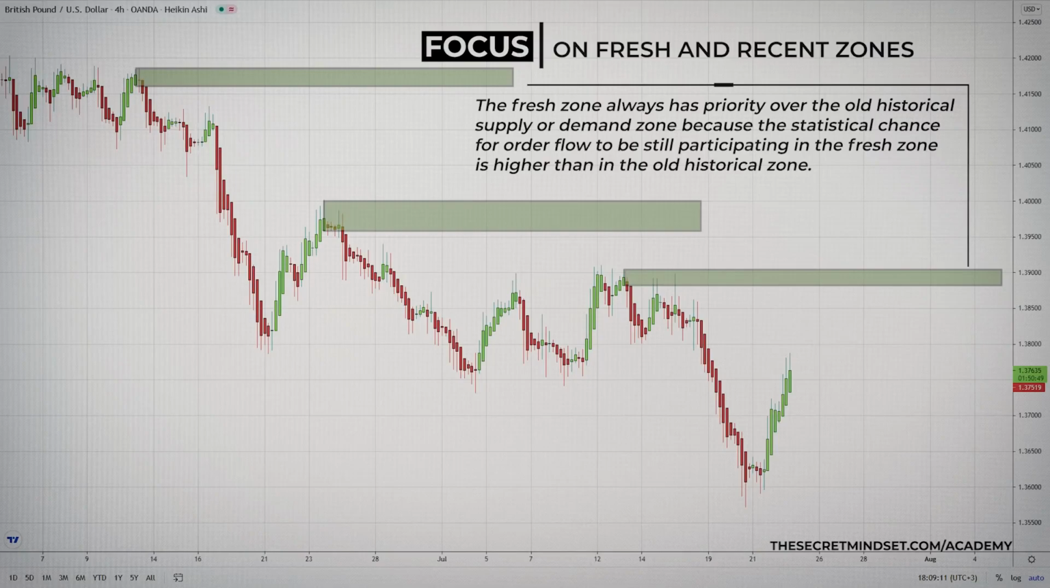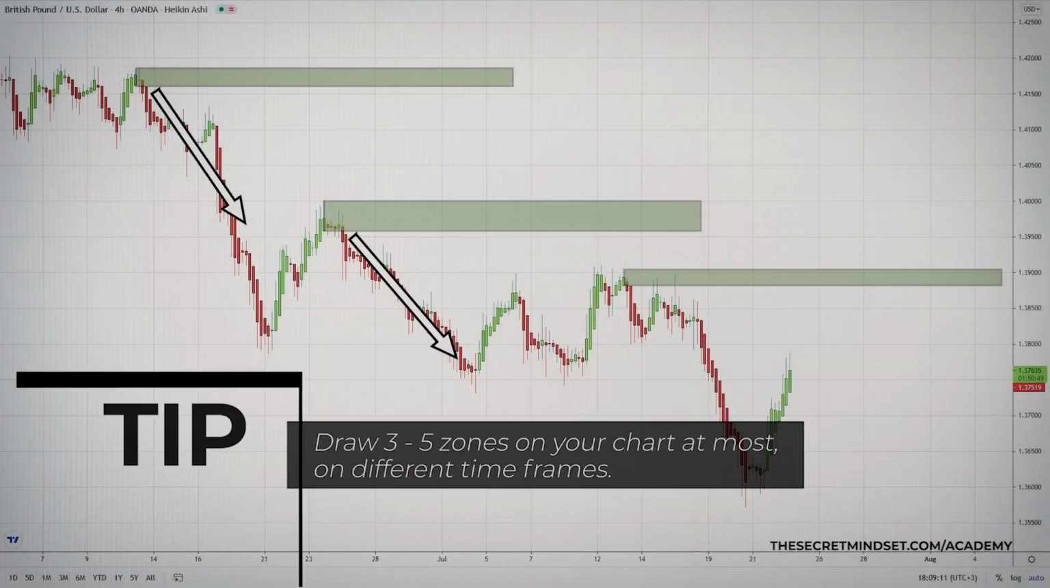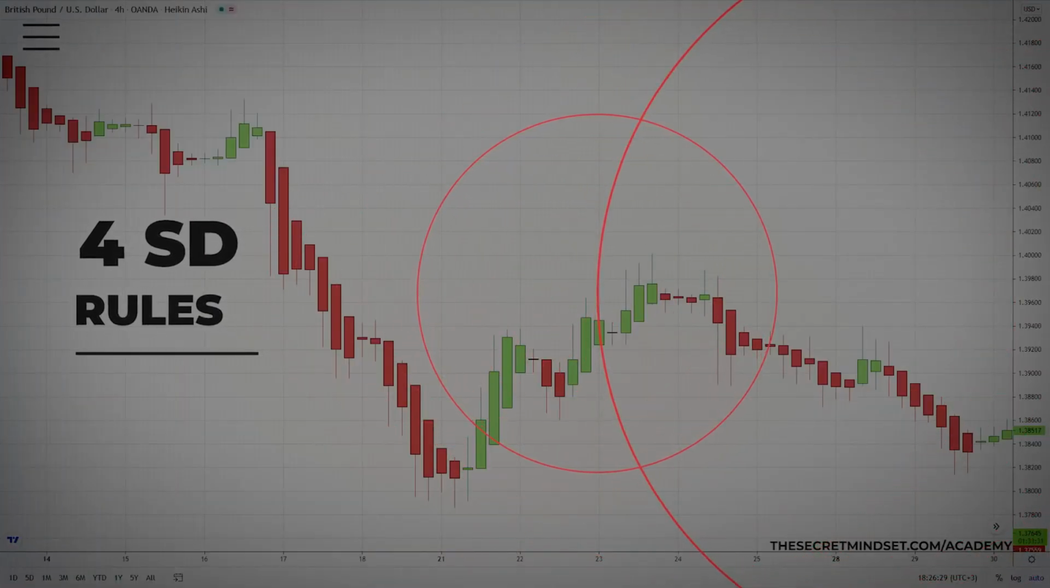The fresh zone always has priority over the old historical supply and demand zone, because the statistical chance for the order flow to still be participating in the fresh zone is higher than in the old historical zone. As time passes, the traders will slowly liquidate positions. That is the fact. Thus, the fresher the zone, the more focus the trader should put on it. Personally, I only plot 3 to a maximum of 5 zones on the chart at most, on different time frames, no more than that.